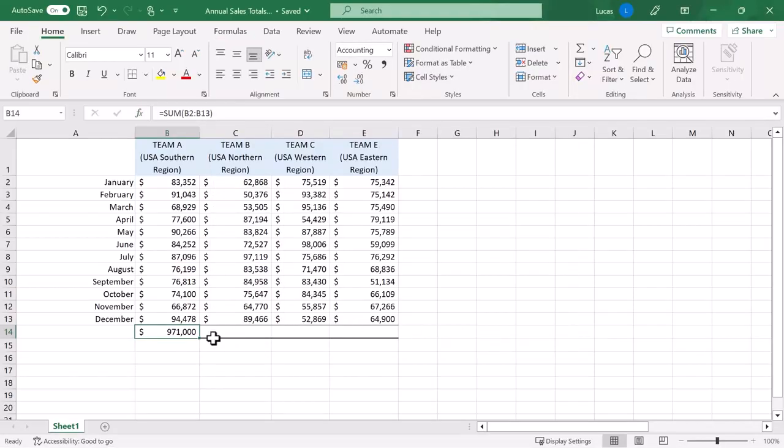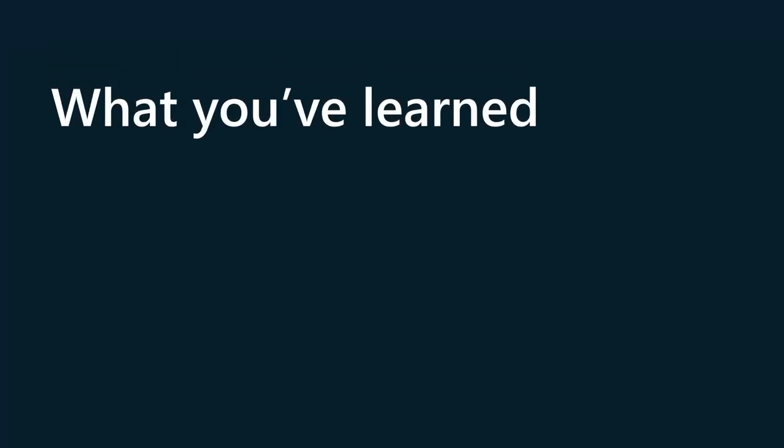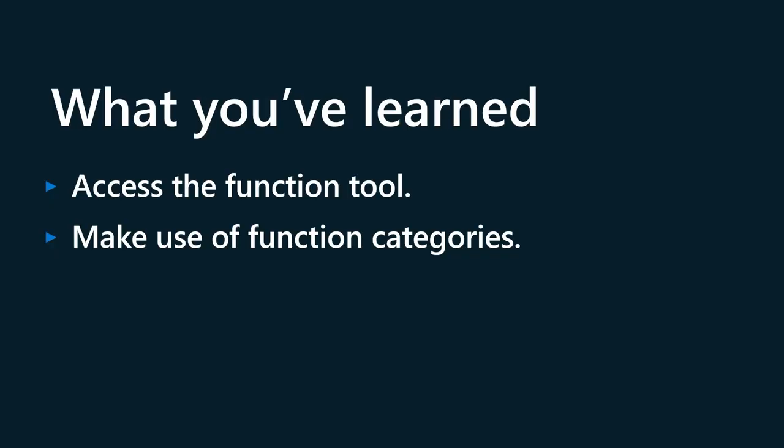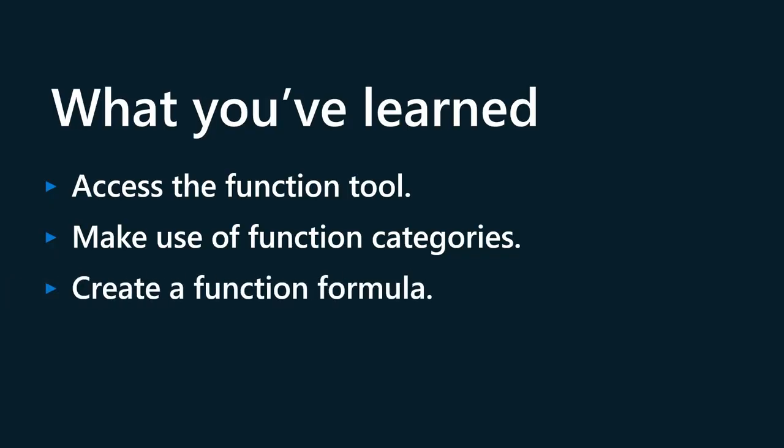When executed, this function formula generates a sales total of $971,000 for Team A. AdventureWorks can copy this formula across the row to generate sales totals for the other teams. Thanks to your use of the Insert Function feature, AdventureWorks now have the required sales data. And you should now be familiar with the function tool, understand its categories, and be able to make use of the tool to create a function formula.